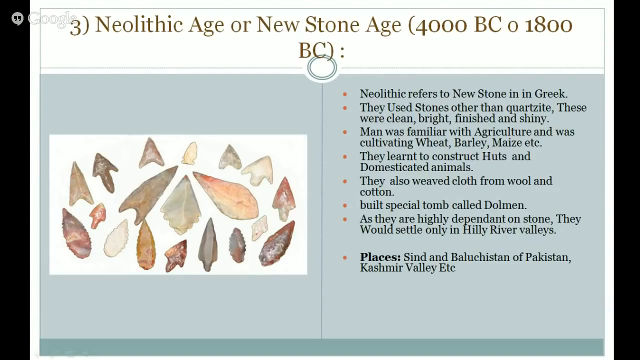This is an important age. Generally, it was in this period that the Indus Valley civilization started. The only drawback of these people was the kind of stones they used, as we can see in the picture. Because of these stones, they needed to stay near hilly areas, hilly river valleys, so that the stones were easily available. That was the disadvantage for those people.